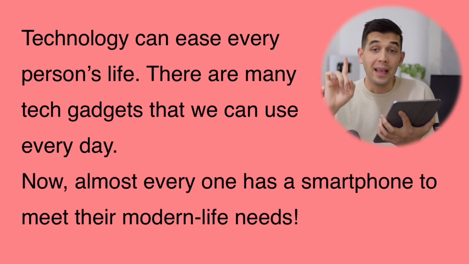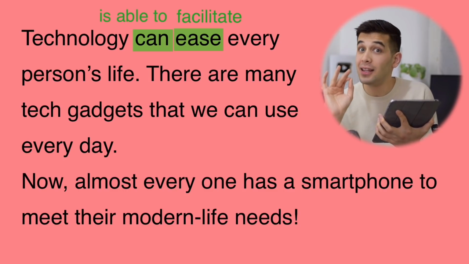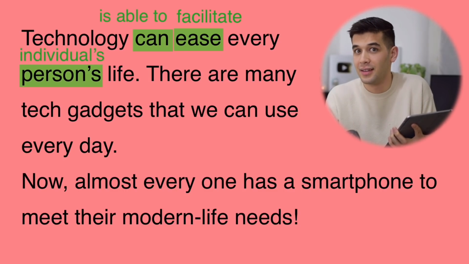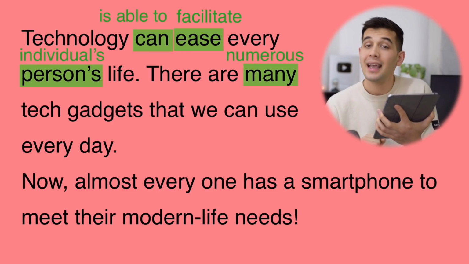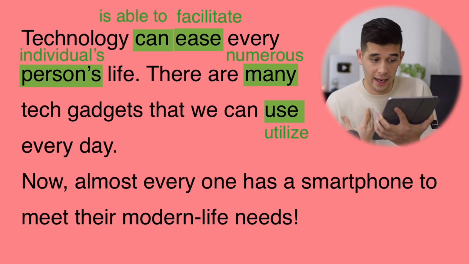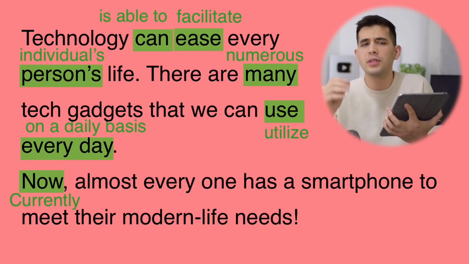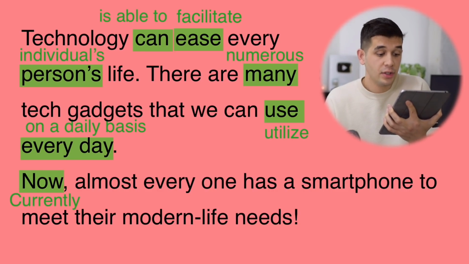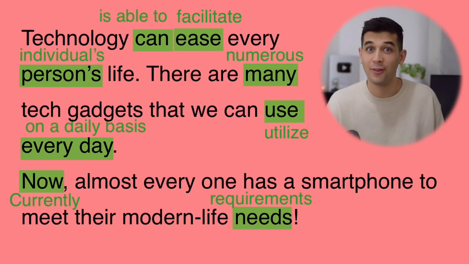And now, let's use the new alternatives we have learned to rewrite the story. Technology is able to facilitate every individual's life. You see how formal it became? There are numerous tech gadgets that we can utilize on a daily basis. Currently, almost everyone has a smartphone to meet their modern life requirements. Now, this is a formal text.